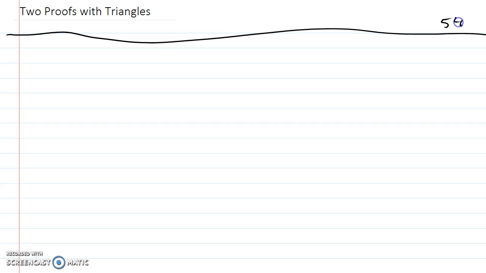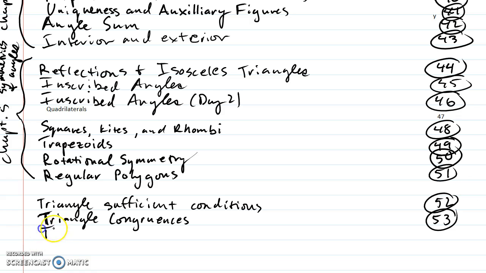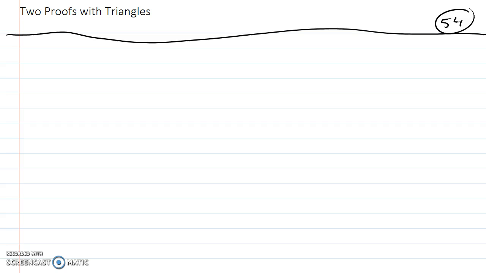So this is going to be 54. And the table of contents, two proofs with triangles. Okay, so let's start with proof number one.